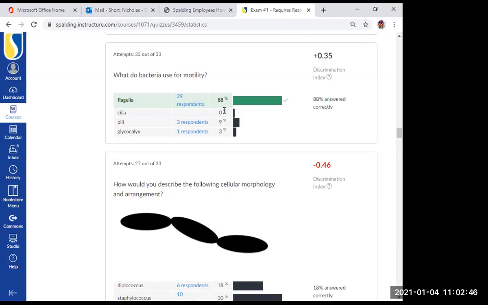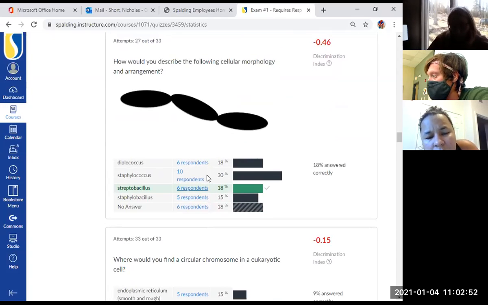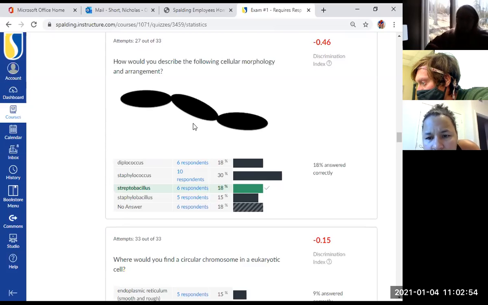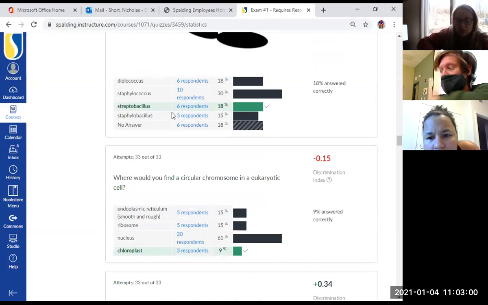We talked about this again today, keeping in mind that pili are used for attachment. You all could not see this image, but this is a chain of rod-shaped organisms. So this is a streptobacillus.